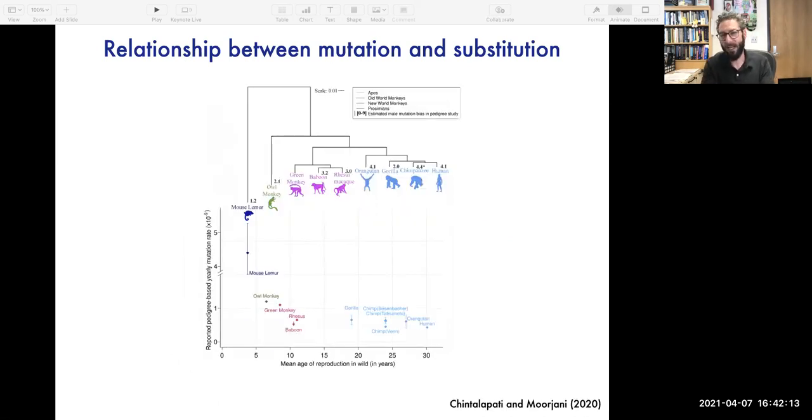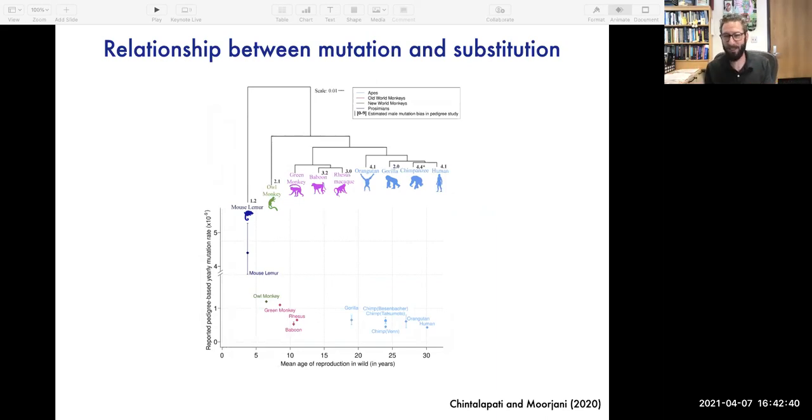This is just a kind of a summary and a much more realistic tree of substitution rates from Priya Morjani. And you can see at the bottom are the nucleotide mutation rates estimated from pedigrees. Mouse lemur is a big outlier. And at the top are the nucleotide substitution rates. There's a kind of correlation, but it's not nearly as close as we would expect if we could explain all variation in the substitution rate.